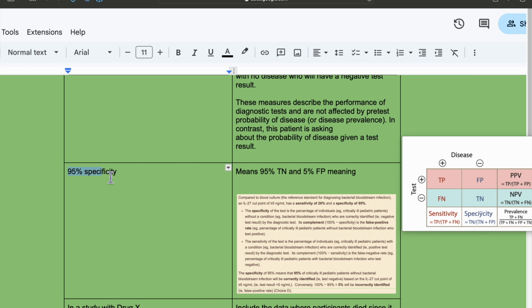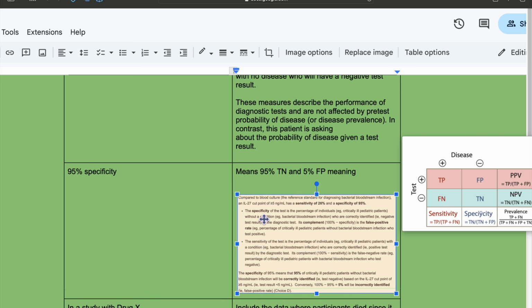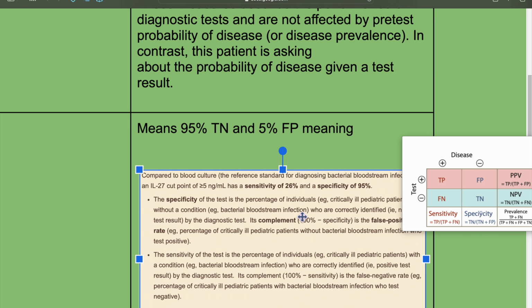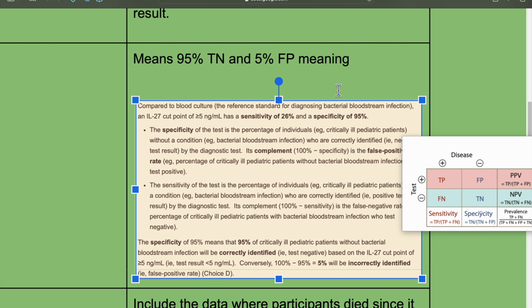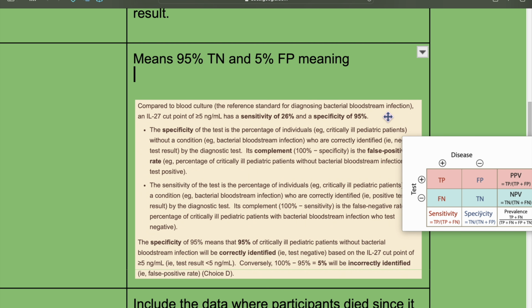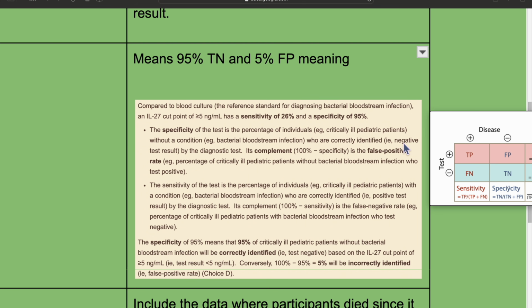We have a question where they state that there's 95% specificity. So it means that 95% is true negative and 5% chance of false positive. Compared to blood culture, the reference standard for diagnosing a bacterial bloodstream infection, an interleukin 27 cut point of 5 or more has a sensitivity of 26% and specificity of 95%.